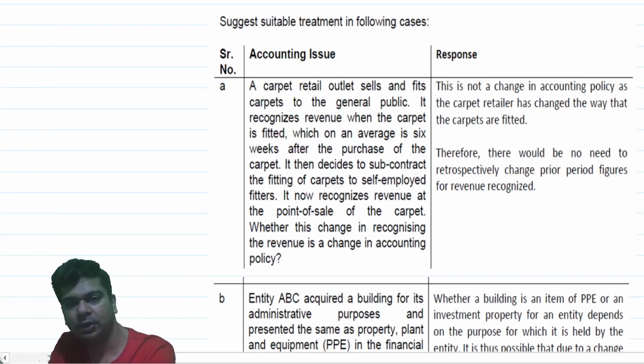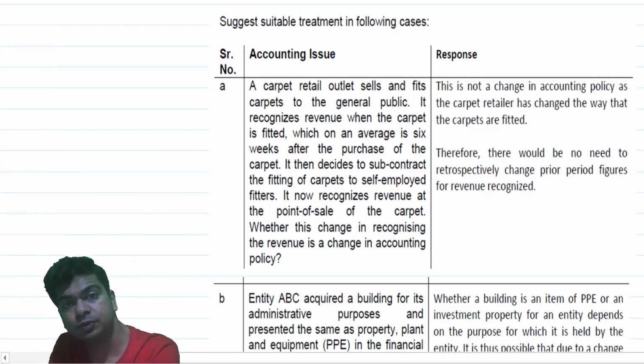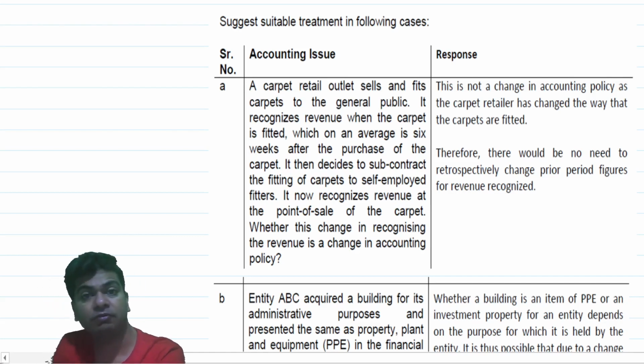Suggest suitable treatment in the following cases. We are given an accounting issue and we are supposed to provide our response in terms of Ind AS 8.